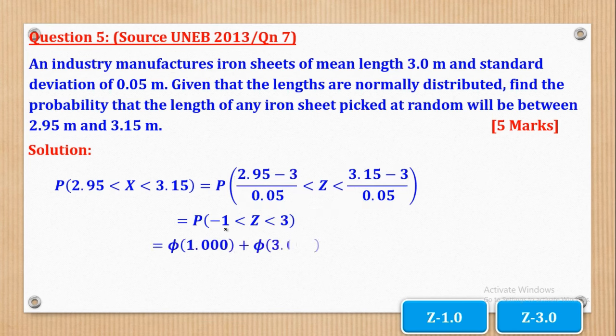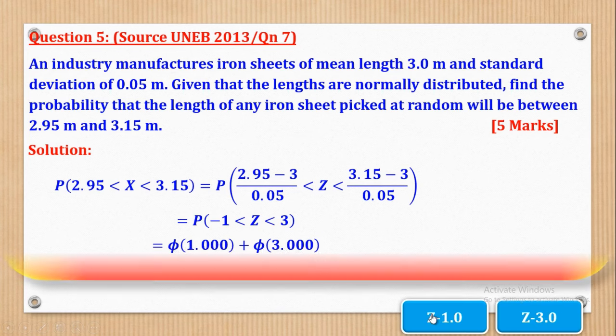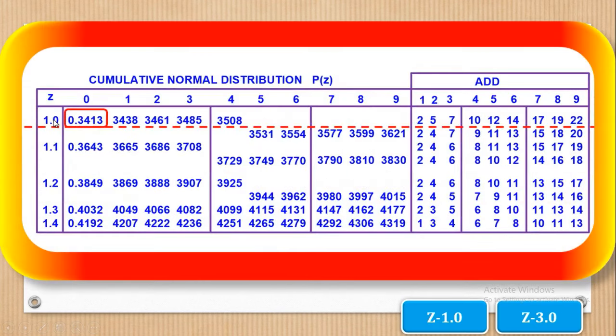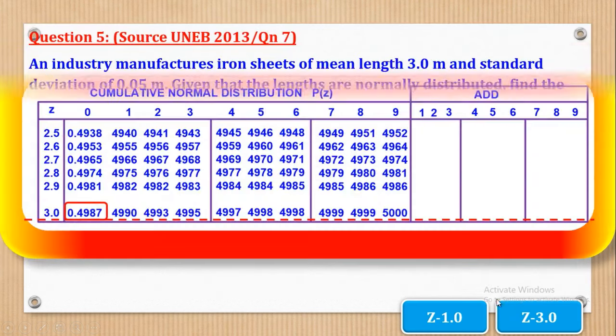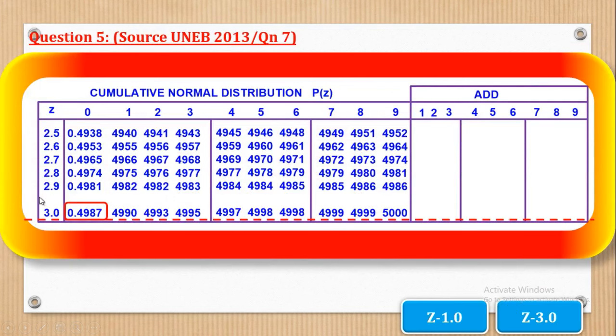So in terms of phi, because the signs are different, we have to add. By symmetry, phi of -1 is equal to phi of 1, and phi of 3 is this. Why? Because in the mathematical table there are no negative values, so we have to use symmetry. So next is to use mathematical tables to come up with these values of phi 1 and phi 3. Let's start with phi 1.00. So 1.00 is 0.3413, and for 3.00, this is 3.0 and this is 0, so the intersection is 0.4987.